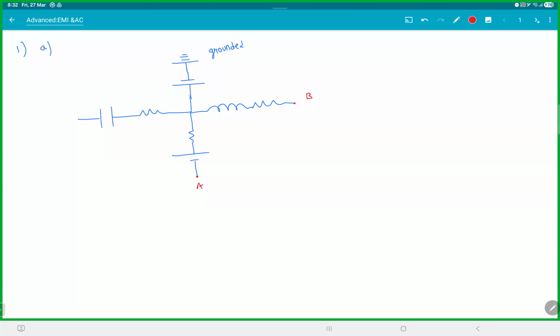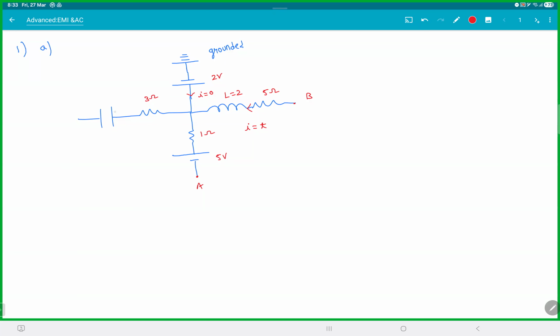In this branch, the current is 0. This battery is 2 volt. Current in this branch is I equal to t. This resistance is 5 ohms. This inductance is L equal to 2. This battery is 5 volt. This resistor is 1 ohm. This one is 2 ohms. Let's make it 3.